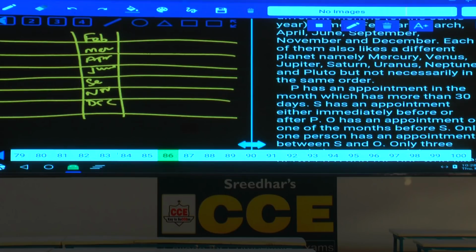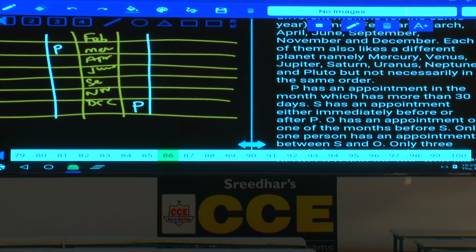P has an appointment in the month which has more than 30 days. Tell me what the different possibilities are. P can be either in the month of December or in the month of March. There are 2 possibilities. Hence, first we need to identify the number of days in these months.